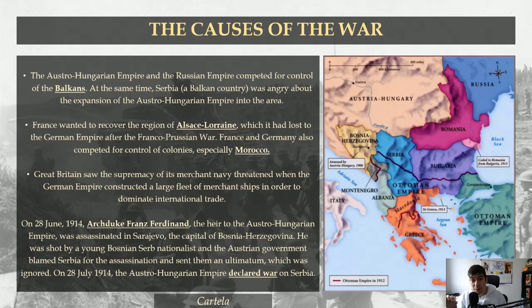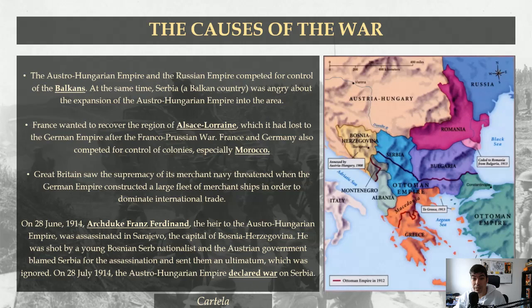Then also Great Britain saw the supremacy of its merchant navy threatened when the German Empire constructed a large fleet of merchant ships in order to dominate international trade. We have said that the German Empire with William II wanted a colonial empire, so, since the colonial empire is overseas, they had to build a large fleet, both merchant but also military.